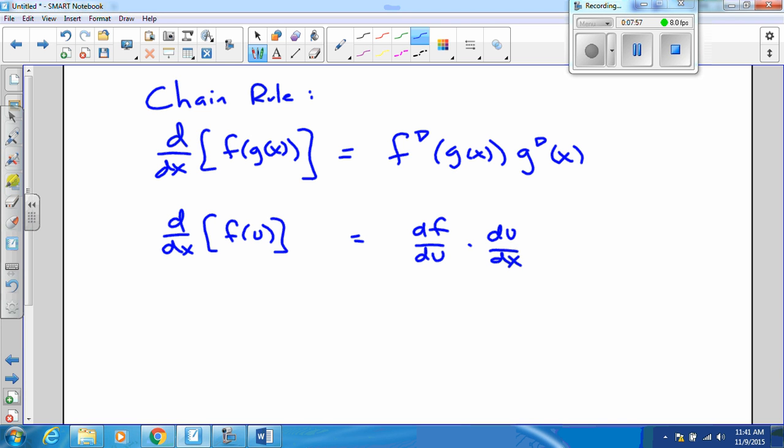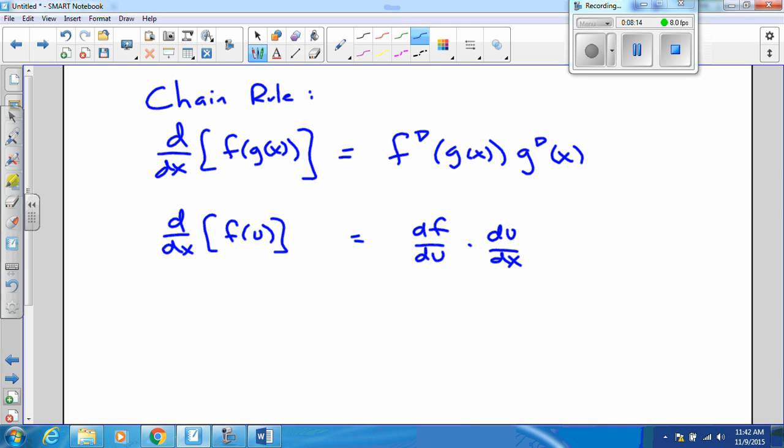First of all, let's see how these are equivalent right here. Here, I'm talking about f prime of g. In other words, I'm talking about the derivative of f with respect to g itself, which is u, times g prime of x, which is du dx.